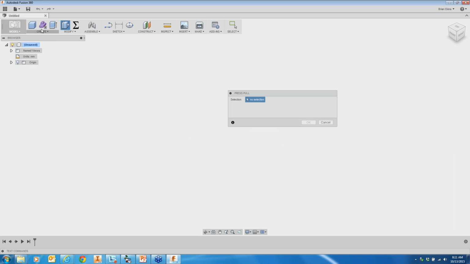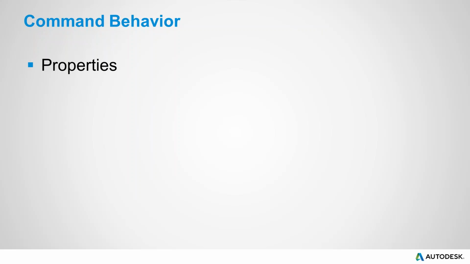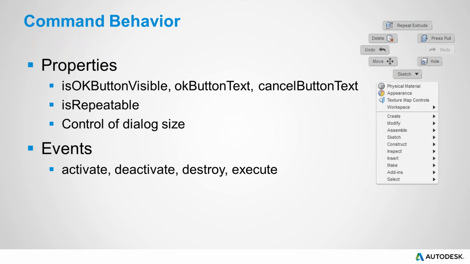So the press pull command. Any command that has a dialog is going to show up in that location at that size. So by default, your commands are going to behave the same, but we want to give you a little more control over that. Maybe you just want your dialog to be a fixed size all the time, so we're working on providing some more capabilities than Fusion does itself. And then there are some events associated with a command: activate, deactivate, destroy, and execute.